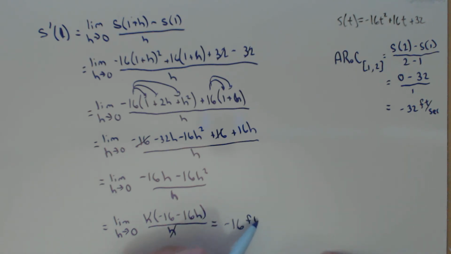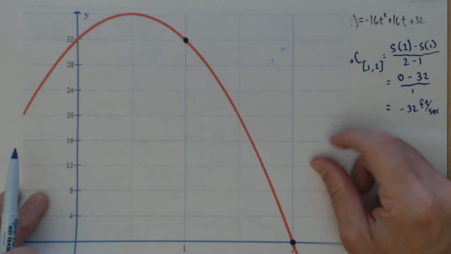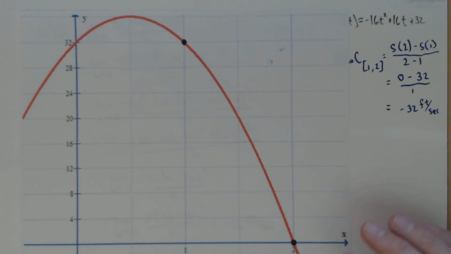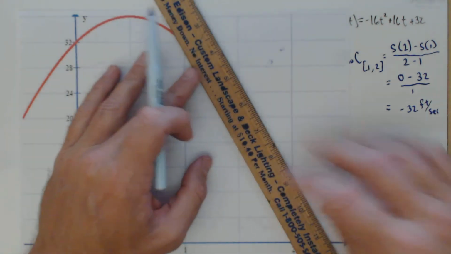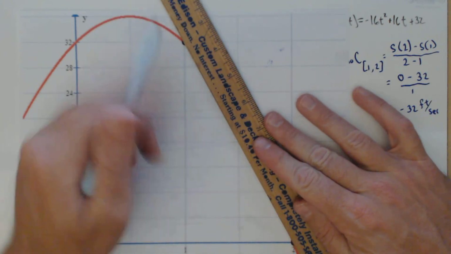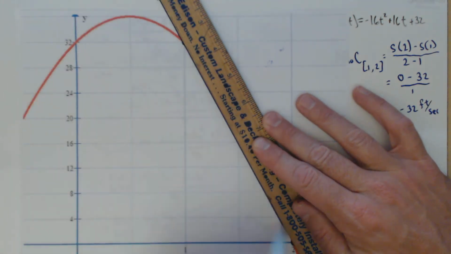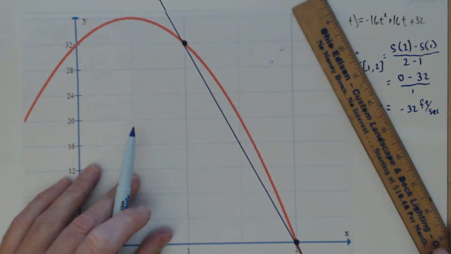Once again, this will be in feet per second. So at 1 second, the height of the balloon is decreasing at negative 16 feet per second. So we have an instantaneous velocity at a point instead of average velocity over an interval. Now let's take a look at how these look graphically. So we have our 2 points over which we found the average rate of change, which gives us a secant line between those 2 points. So using a ruler, we might draw a secant line that looks something like that.